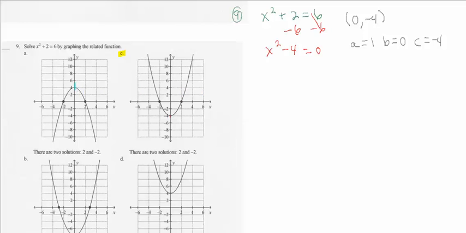Now I go through and I look at all the graphs. This is 0, positive 4. This is 0, negative 4. That's my vertex. That's the one I'm looking for. And so I have my two solutions, which are right here, 2 and negative 2.